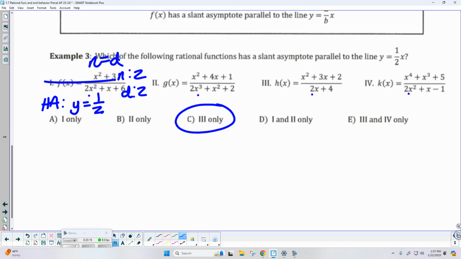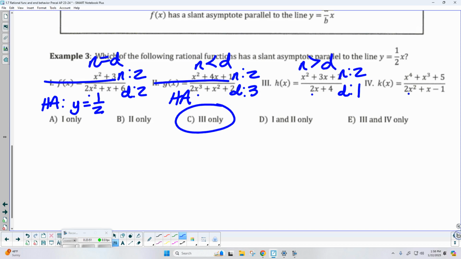What's wrong with 2? Or function g? What case is this? There we go. So this is case 2. The numerator's degree is 2. The denominator's is 3. The numerator's degree is smaller than the denominator's, so it is the x-axis. This one also has a horizontal asymptote, so 2 is out. Now 3, if I take a look, the numerator's degree is 2. The denominator's is 1. This is case number 3, where we're going to have a slant asymptote.